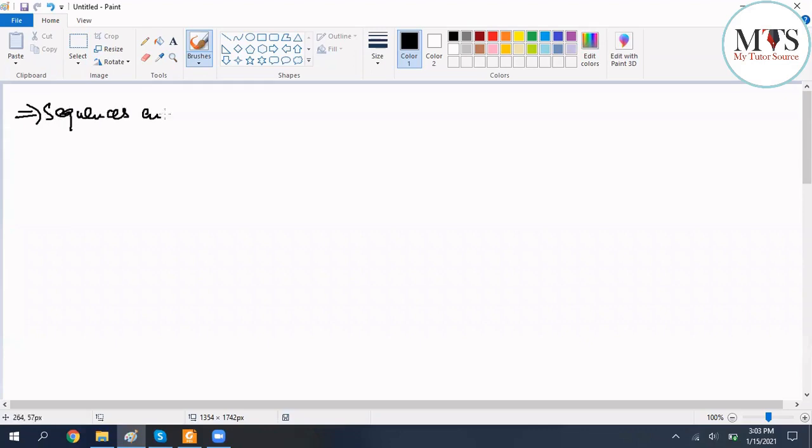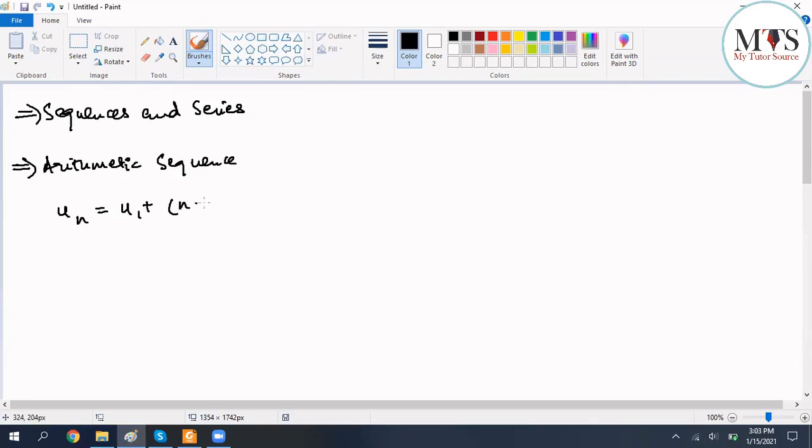Sequences and series. So the first thing you need to know is the arithmetic one, which we did last time as well. The formula for arithmetic was, do you remember that? It was Un equals U1 plus (n minus 1)d.